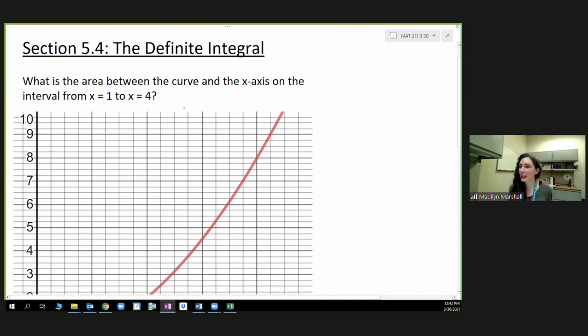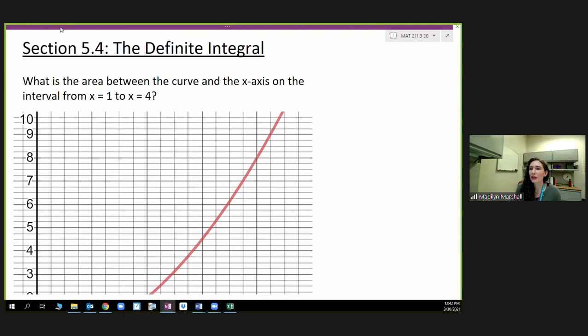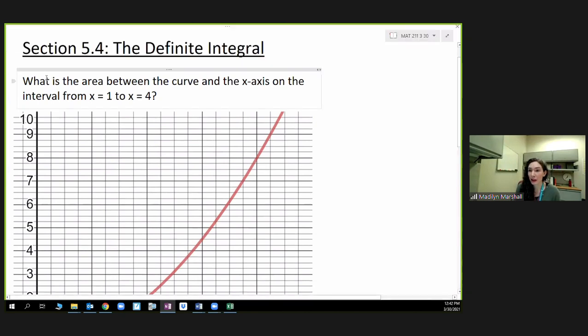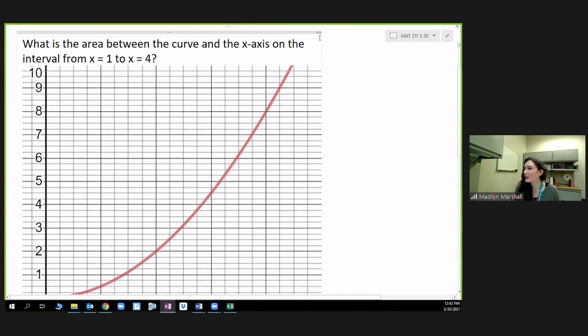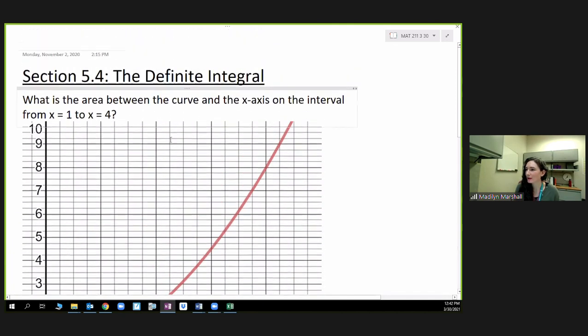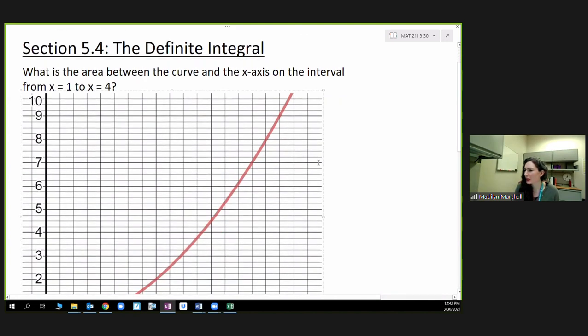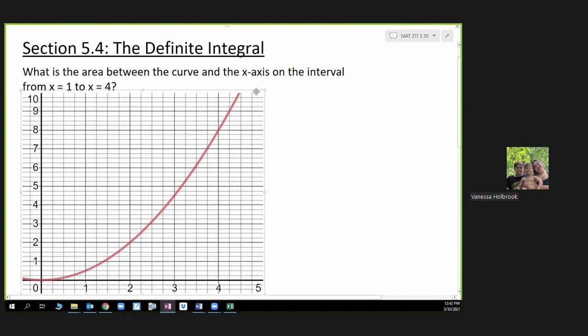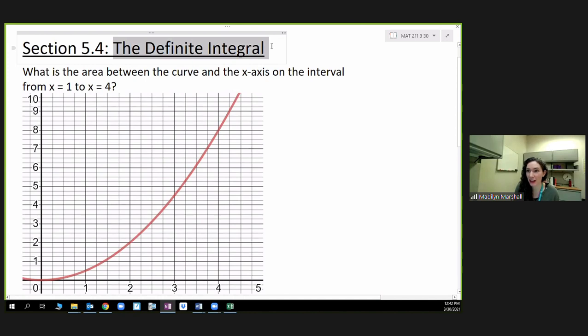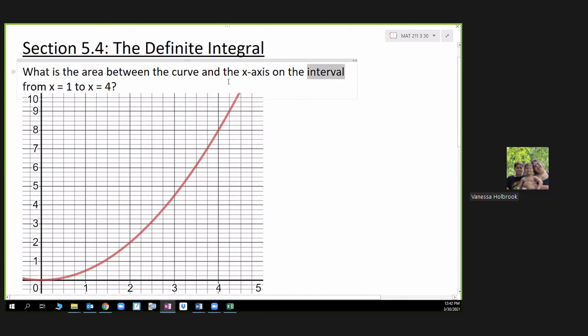Okay, so definite integral. We're going to go through 5.4 relatively quickly, because what's most important about 5.4 is the concept. This is a different way of looking at integrals. I am going to adjust this so we can see everything. I feel like my screen is kind of choppy today. This word is integral, the definite integral.